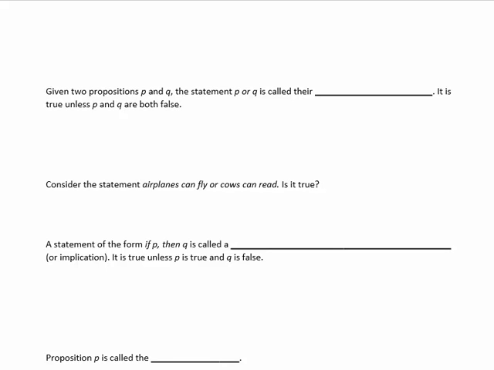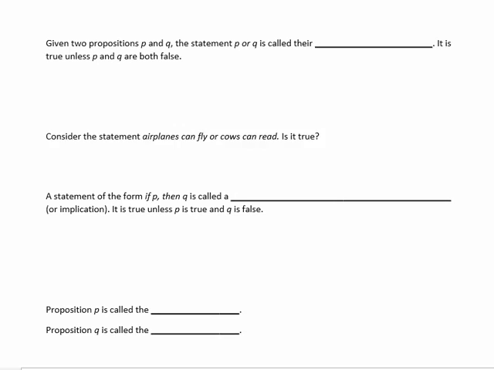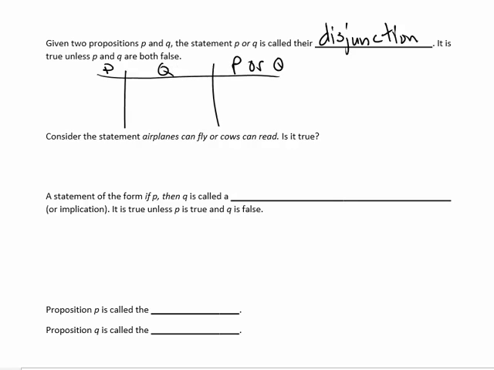Okay, so given two propositions P and Q, the statement P or Q is called their disjunction. And the disjunction is true unless P and Q are both false. So let me outline a truth table here. We've got P, we've got the statement Q, and we've got P or Q.